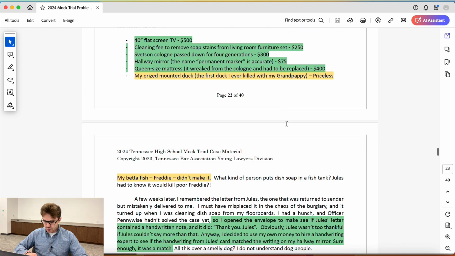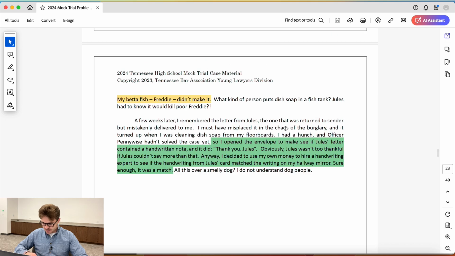We'll look at one or two more of these green highlights. "So I opened the envelope." This is after the break-in has occurred. "To see if Jules, who was the defendant, if his letter contained a handwritten note, and it did."